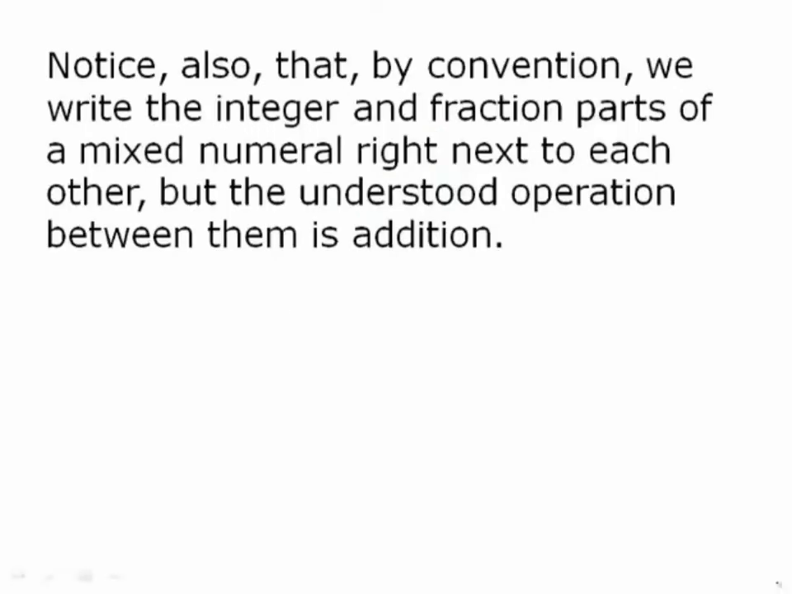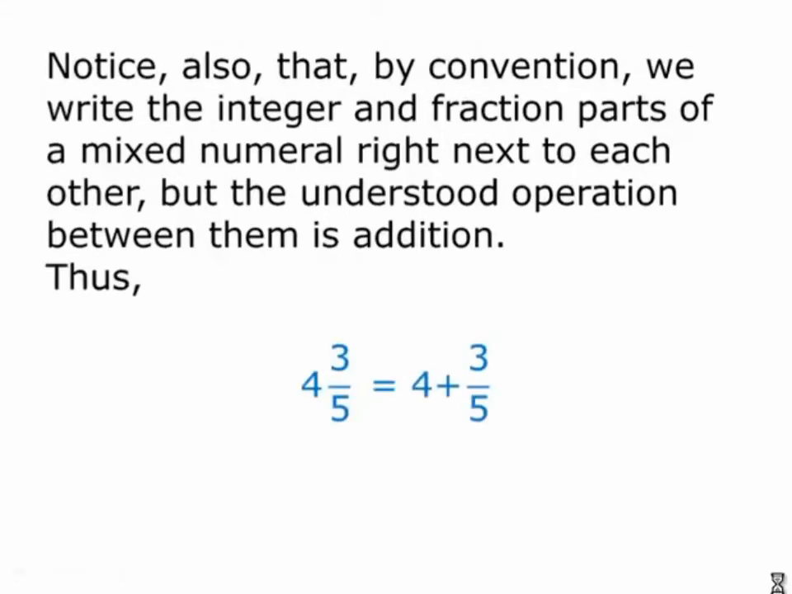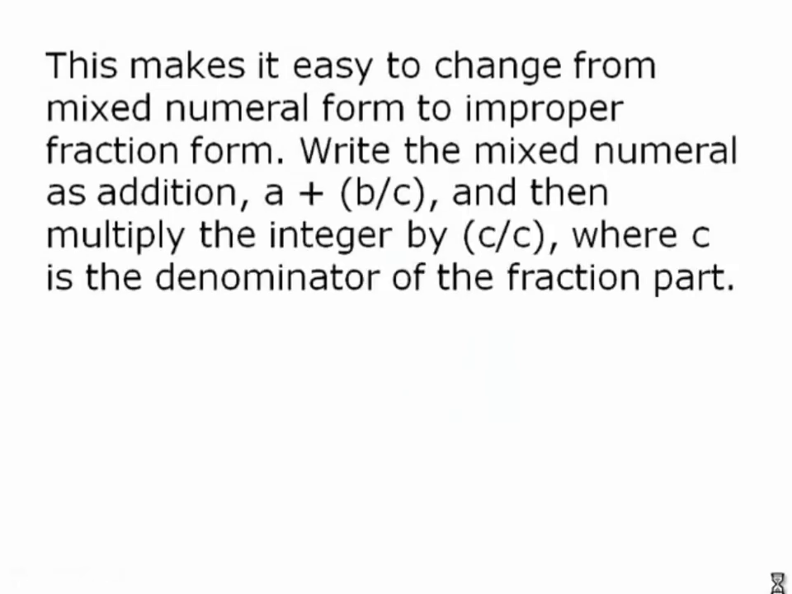Also notice that by convention, we write the integer and the fraction parts of a mixed numeral right next to each other, but the understood operation between them is addition. So when we write 4 3/5, what that actually means is 4 plus 3/5. This makes it easy to change from a mixed numeral to improper fraction form.